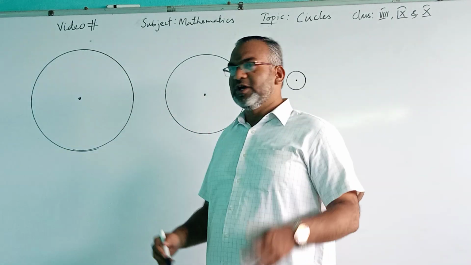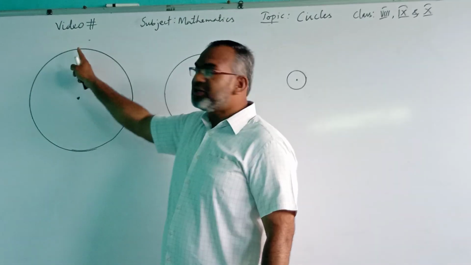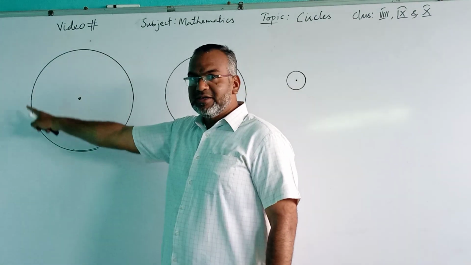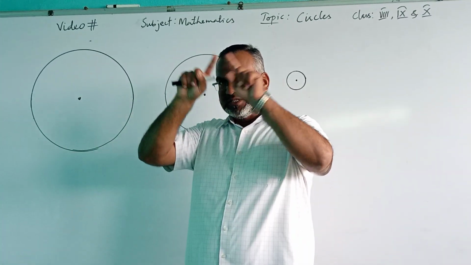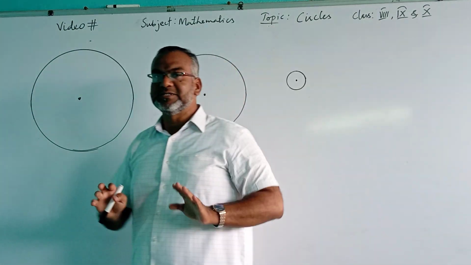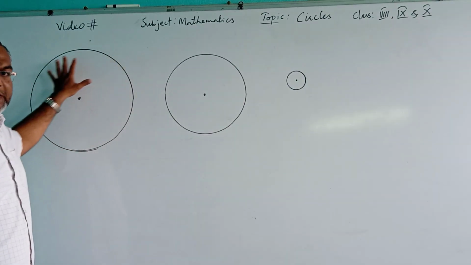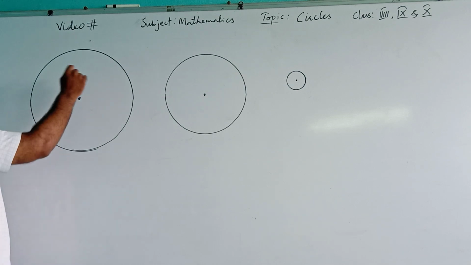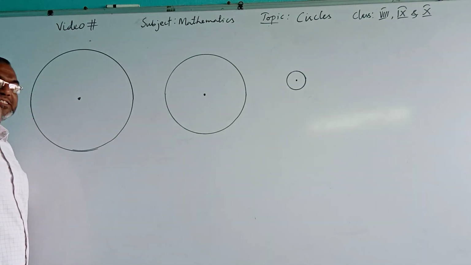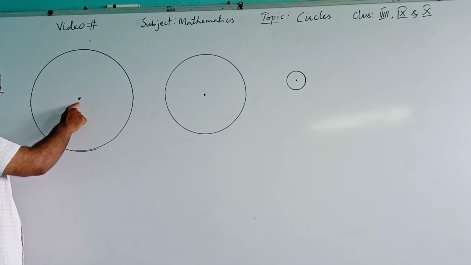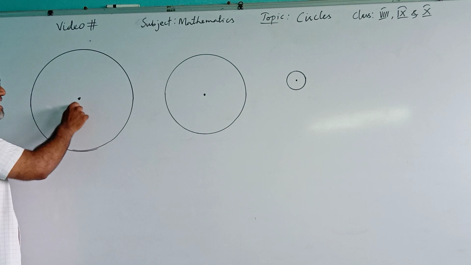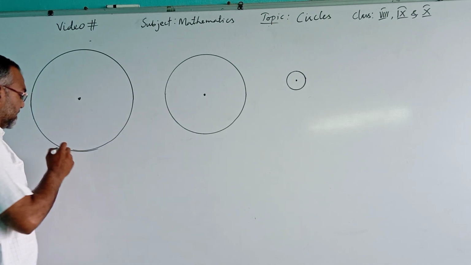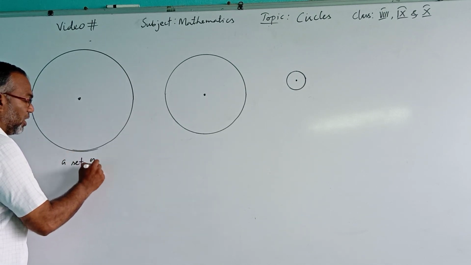Circle, the definition of circle is a set of points. There are so many indefinite number of points on this line, right? This is a curved line. Of course, circle is a curved line, not straight. So there are indefinite number of points on the circle. So these indefinite number of points, set of points, they are at equal distance. They are at the same distance from a fixed point, and that fixed point is called center.